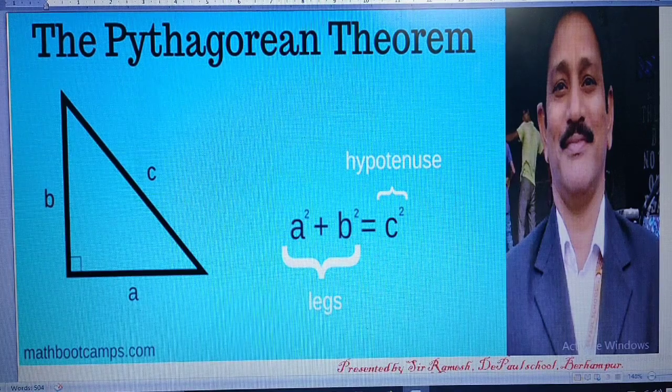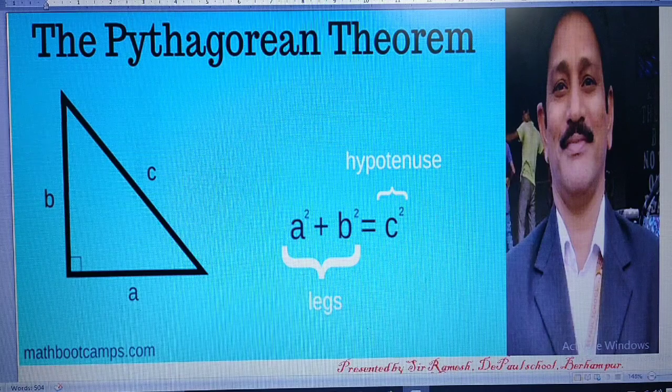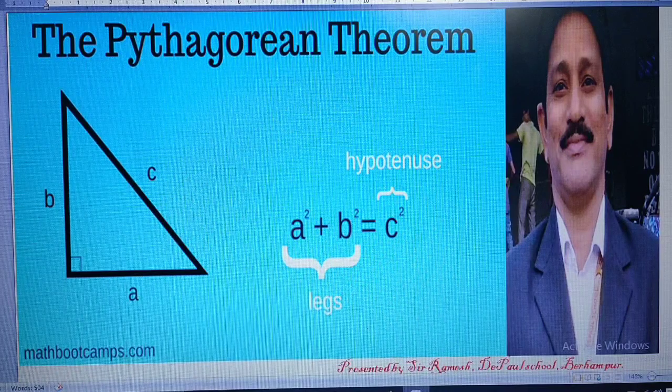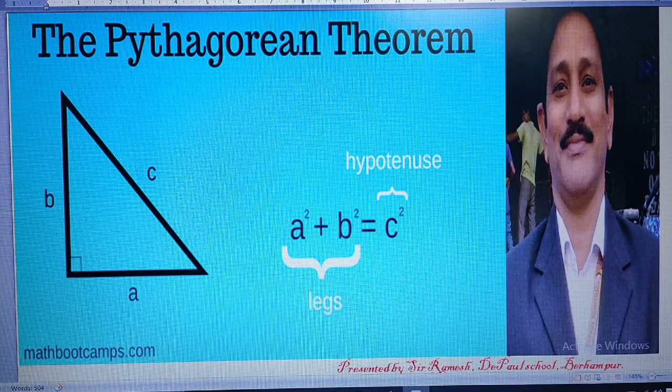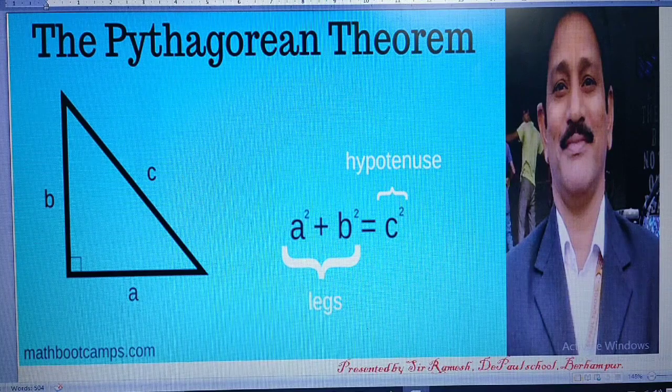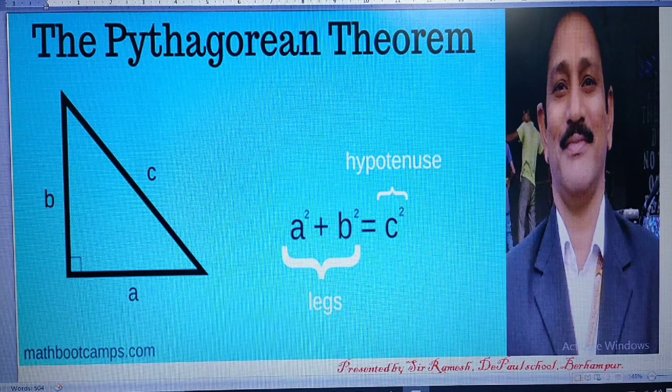Today we will discuss the topic: the Pythagorean theorem. One of the mathematicians whose name is Pythagoras invented the relation between the sides of a right angle triangle. Now we will discuss the relation between the sides of a right angle triangle, and what result we get: a square plus b square is equal to c square, where a is one of the small sides and b is another side, but c is the hypotenuse, that is opposite to the 90 degree angle. We have to prove that a square plus b square is equal to c square in this theorem.